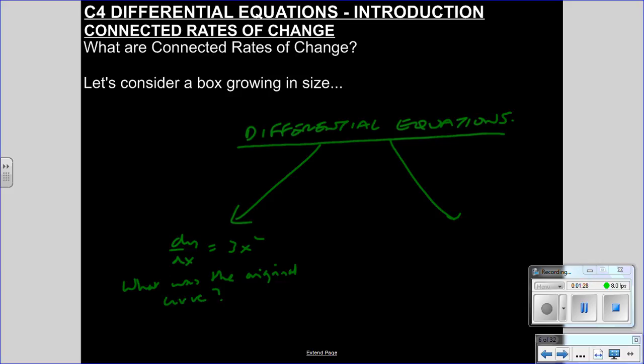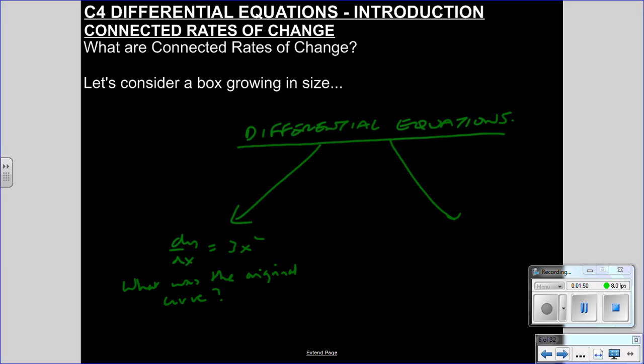So you've guessed it. Hopefully you're thinking, well, the original curve is integration. So you need to integrate this thing. Do you see? Both sides. And so there's nothing new there, apart from this idea of what's called separating variables. But if you were taught that in your first year, you'd be doing that anyway.